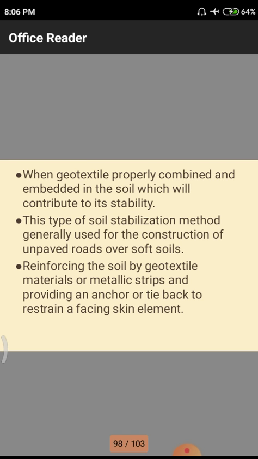When geotextile is properly combined and embedded in the soil, it contributes to its stability, as previously we discussed about these stability principles. Normally different materials simply kept in the ground, due to the action of the water content and other surrounding chemicals, will react with the surrounding chemicals and contents of water. Automatically those properties of the materials will be lost.